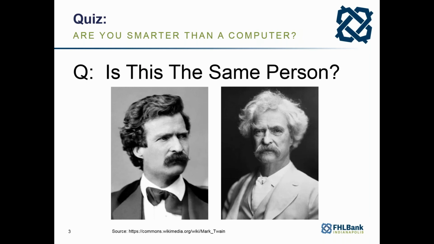So the first question is: is this the same person? You can see here that as a human being, this is pretty easy to answer. If you're familiar with Mark Twain, you realize it's Mark Twain on both sides. But from a coding or modeling perspective, it's extremely hard to answer.